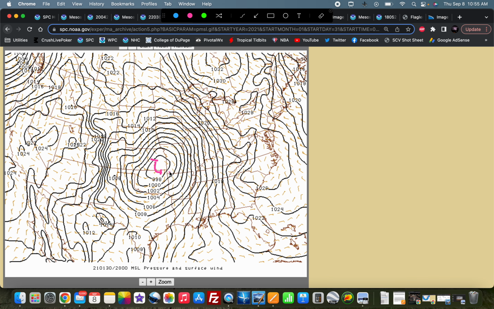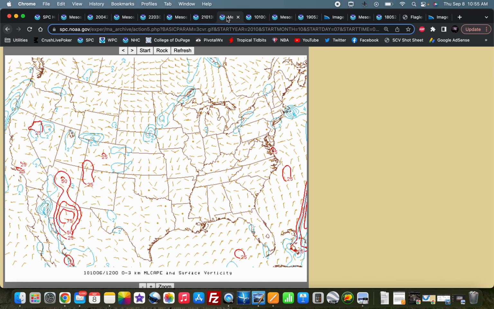And you often see that 3 CAPE axis, that instability axis, wrap up into that surface low. And just east or northeast of that surface low center is where tornadoes are most favorable in those cold core type setups, right under that cold pocket aloft. And that's why we often get heightened 0 to 3 kilometer CAPE in those instances.